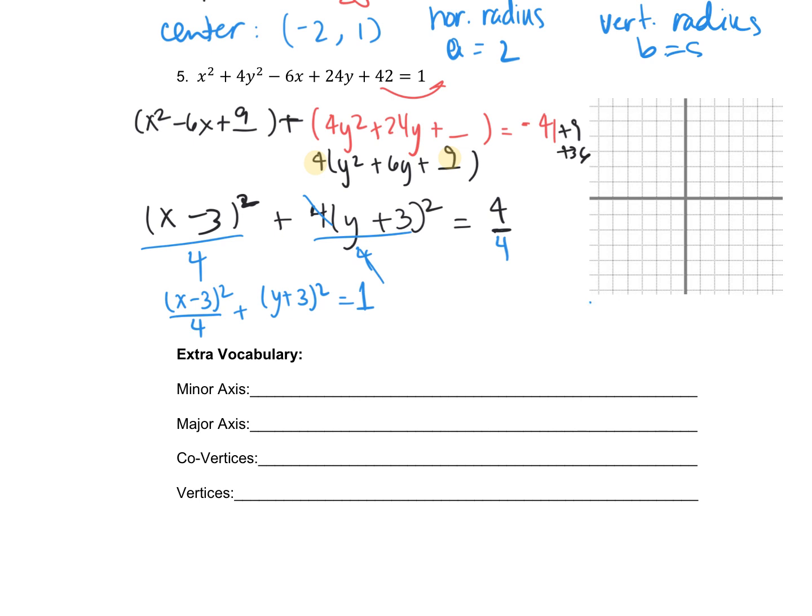Okay, so our center is 3, negative 3. a, which is the square root of 4, which is 2, and b, because understood 1, is just 1. So positive 3, 1, 2, 3, out 2, and then up 1. Both ways.